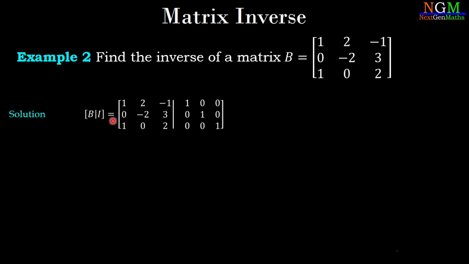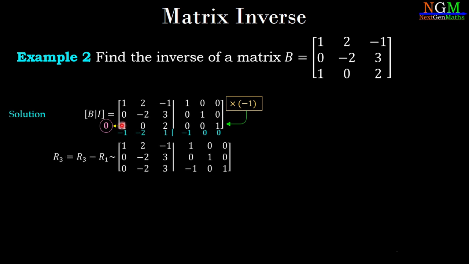For that, we have to make this entry 1, which is already 1. Now, in the next step, we'll try to convert 1 into 0. For that, we multiply the first row by minus 1 and add it to the corresponding entries of the third row. Then we'll have 1 plus minus 1, 0; 0 minus 2, minus 2; 2 plus 1, 3; 0 minus 1, minus 1; 0 plus 0, 0; 1 plus 0, 1.